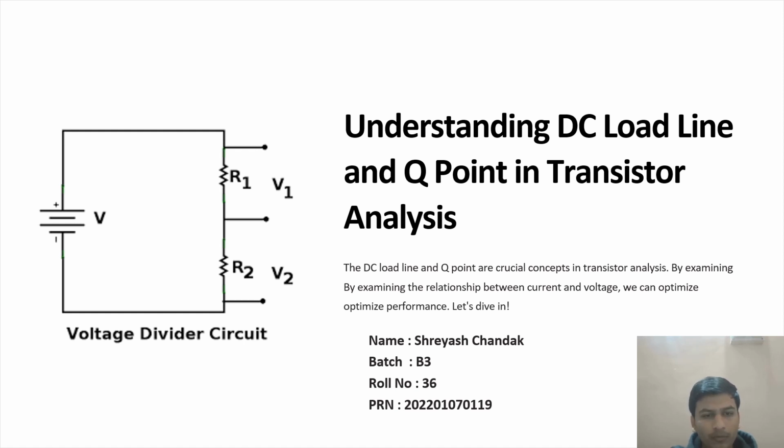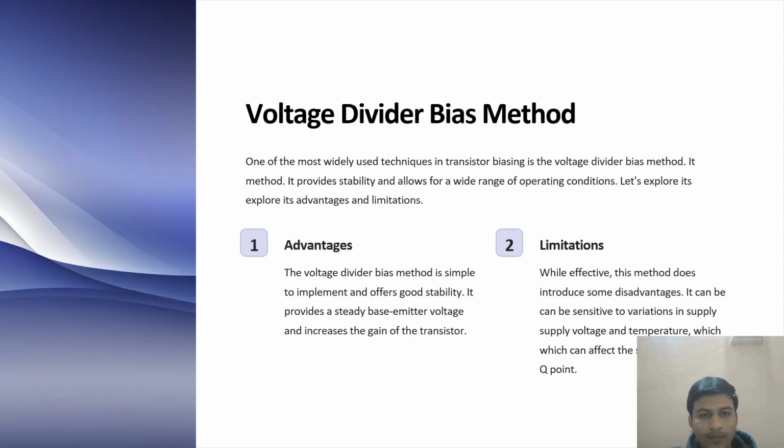So today we will learn about voltage divider circuit and understanding the DC load line and Q point of a transistor and their analysis. The DC load line and Q point are crucial concepts in transistor analysis. We will see the relationship between the current and voltage and see how it performs.